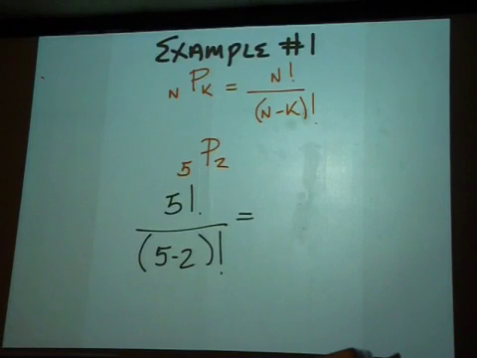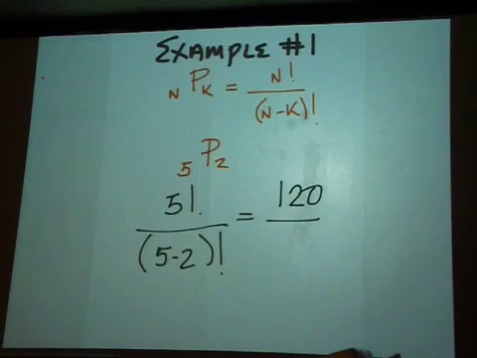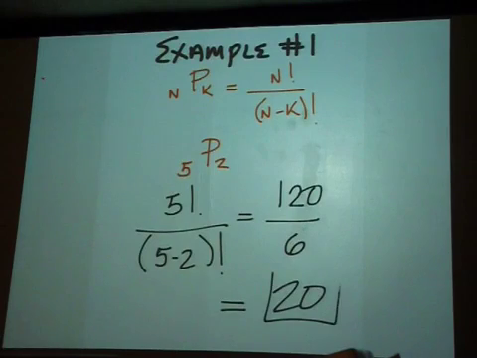On the top, 5 factorial is 120. On the bottom, 5 minus 2 is 3. And 3 factorial is 6. 120 divided by 6 is 20.